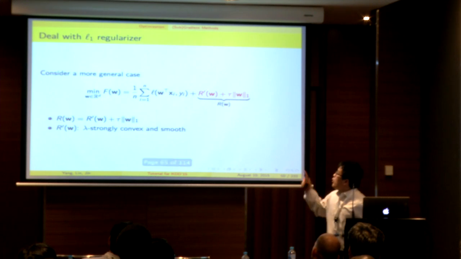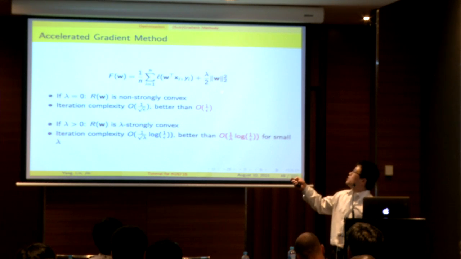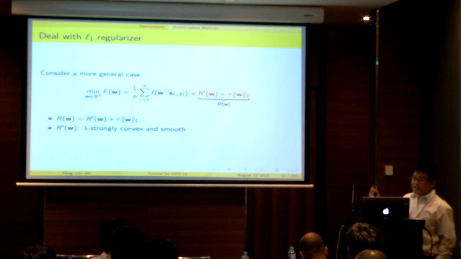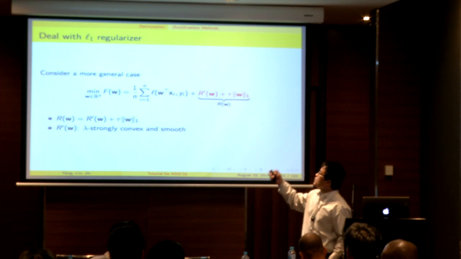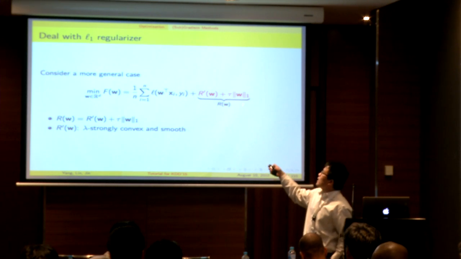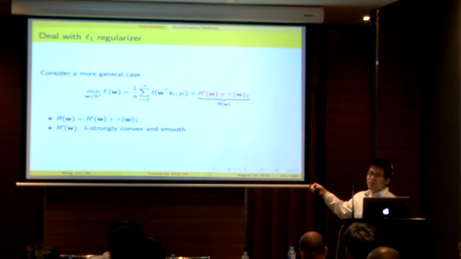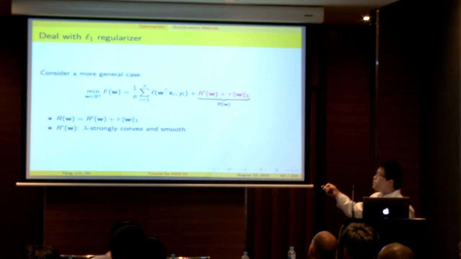OK, so now you may have asked the question, why do I focus on this nice regularization term? Can I include other regularizations? The answer is yes, but I will just give you a brief answer. I'm not going to show too many details. Suppose you have another term, like a non-smooth term, the one-norm of W. And as I said, if you have a one-norm, it means this R is non-smooth, right? But it can still be strongly convex.